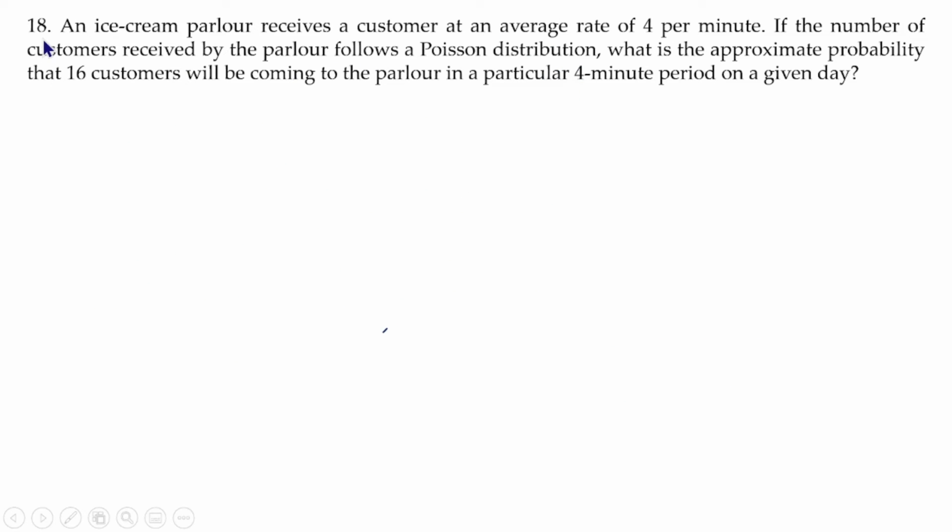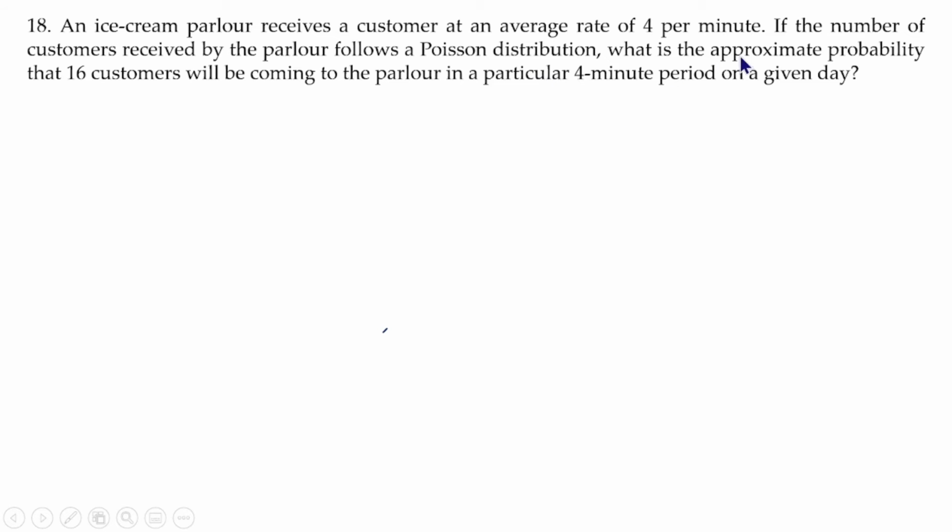The next question: an ice cream parlor receives a customer at an average rate of 4 per minute. If the number of customers received by the parlor follows a Poisson distribution, what is the approximate probability that 16 customers will be coming to the parlor in a particular 4-minute period on a given day? So here it is given, an ice cream parlor receives customers at an average rate of 4 per minute. That is, every minute it receives 4 customers. And it is also given the number of customers received by the parlor follows a Poisson distribution.